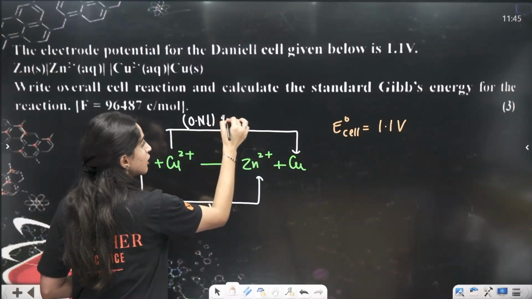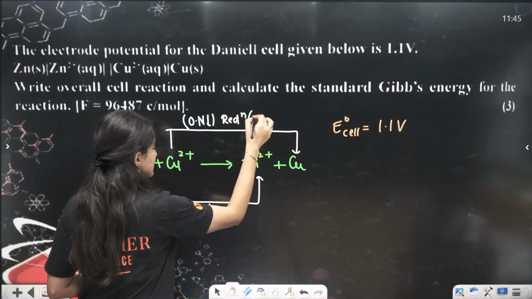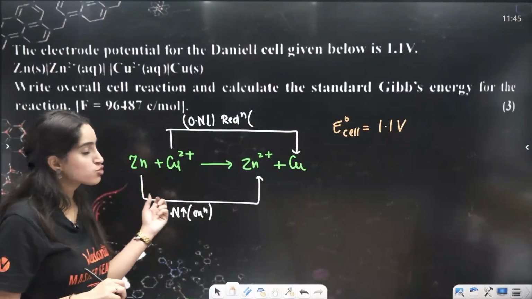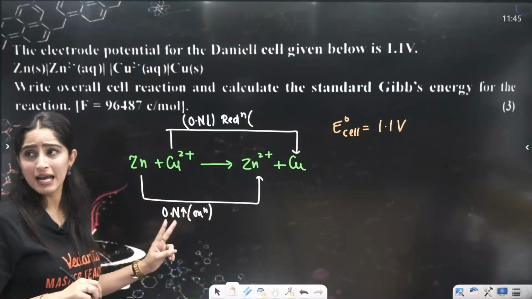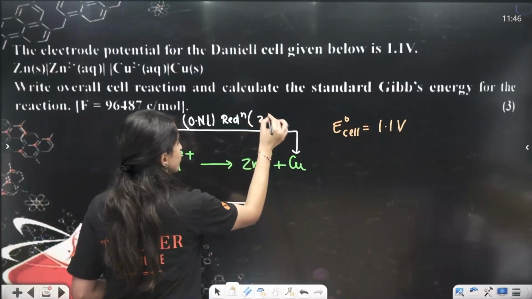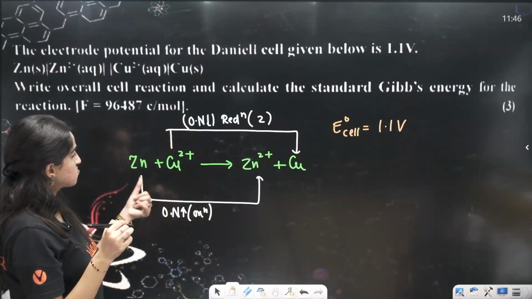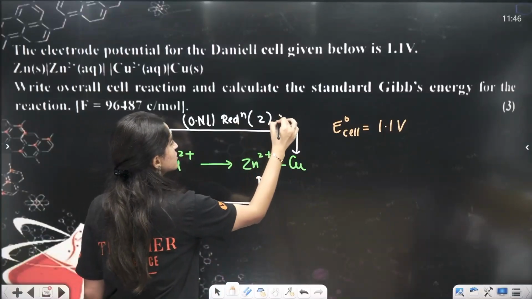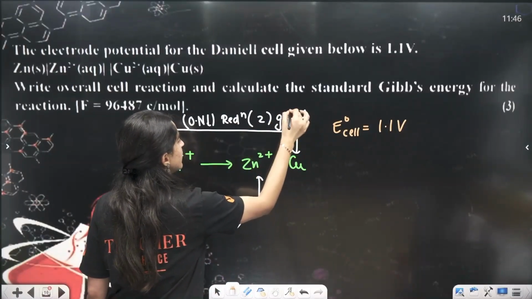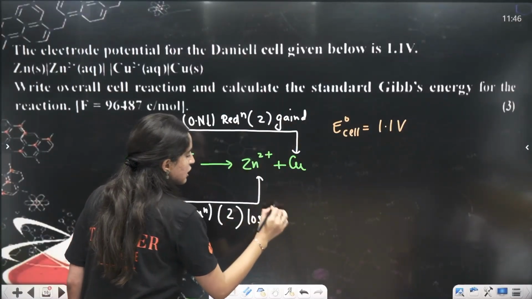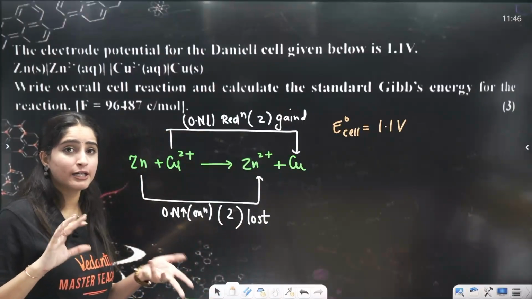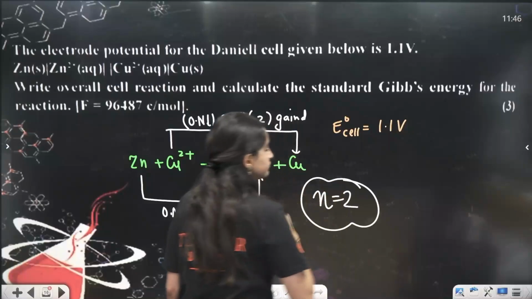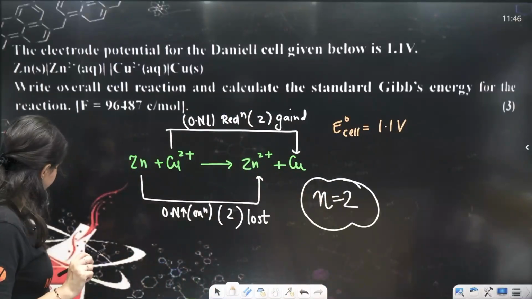So that means a reduction is happening here. Can I say here the change is 2? Plus 2 to 0, the change is 2, right? Okay, so here it will be 2. Here the change is 0 to plus 2, again the change is 2. So here 2 electrons are gained. Here 2 electrons are lost. So the number of electrons gained and lost will be your N. So N is equal to 2, right? N is equal to 2.